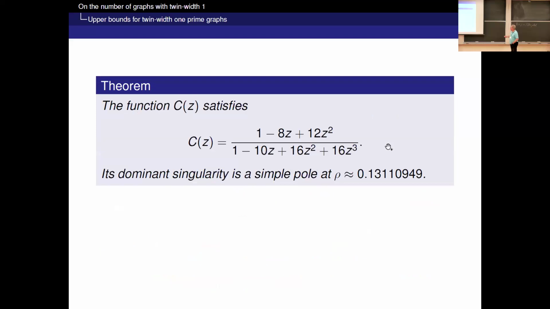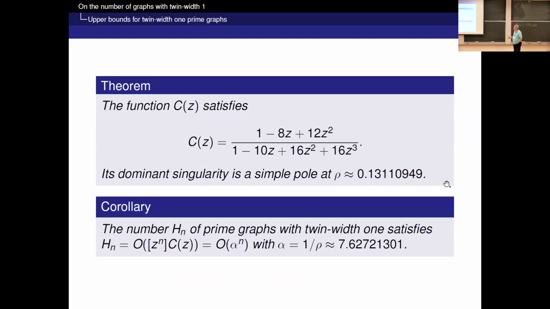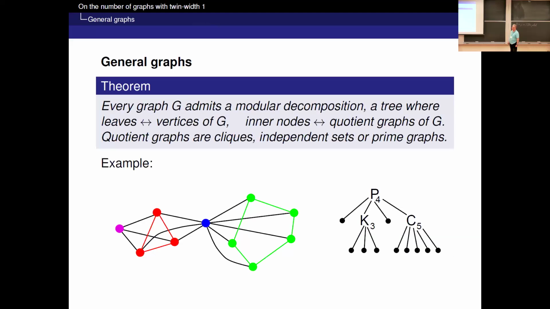And now, I'm finished in a minute, yeah. Now this can be translated into a generating function quite easily, and you get that C of Z is a simple rational generating function with a simple pole at some value here. And so the number of prime graphs with at most one is bounded by the inverse of this pole to the n. Yeah, and as my time is running out, I cannot do this for general graphs.